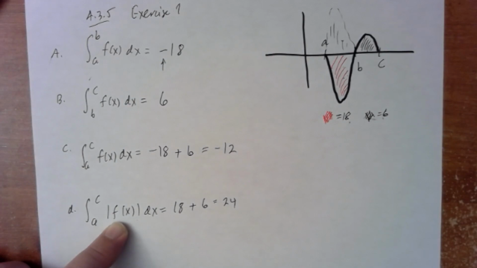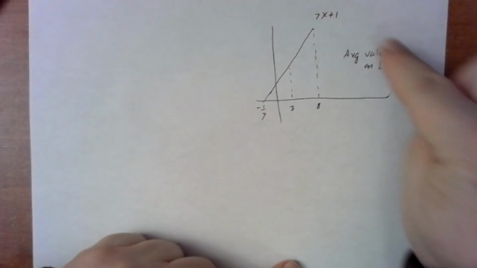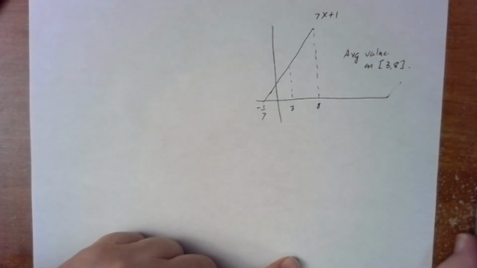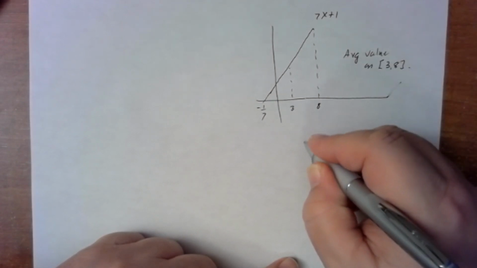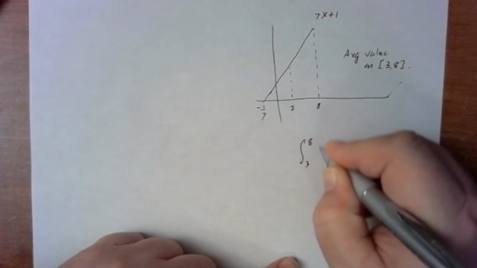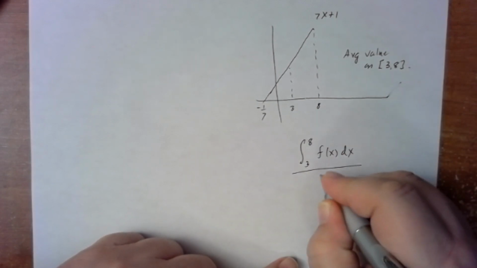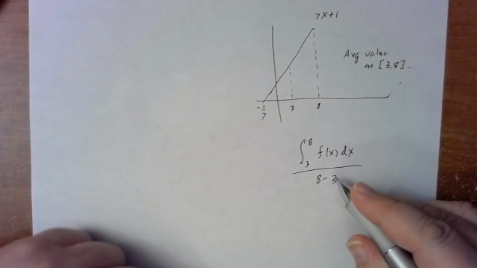We'll go on to the next one. Alright, so this is exercise 3, I guess. We're going to find the average value of the function 7x plus 1 on the interval from 3 to 8. Okay, and so I'm going to need to compute the integral from 3 to 8 f of x dx, and then divide that by 8 minus 3. Okay, so that's the quantity I'm looking to compute.